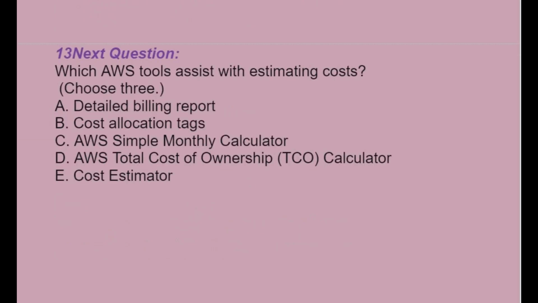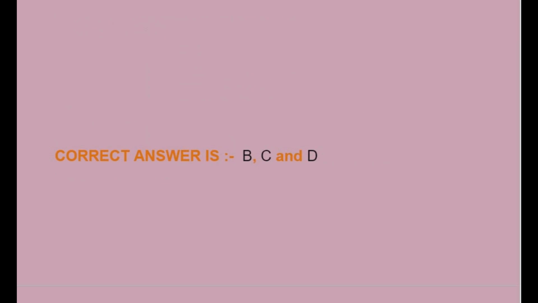Question is which AWS tools assist with estimating costs? Choose three options. Option A, detailed billing report. Option B, cost allocation tag. Option C, AWS Simple Monthly Calculator. Option D, AWS total cost of ownership, TCO, calculator. Option E, cost estimator. Correct answer is option B, C and option D.